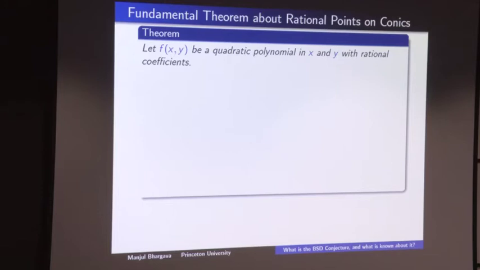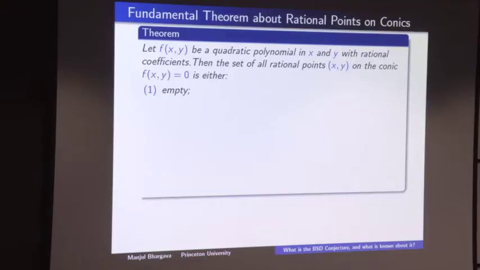So let f(x, y) be a quadratic polynomial in x and y with rational coefficients. Then what we've proven is that the set of all rational points (x, y) on the conic f(x, y) equals 0 is either empty. We can try and solve a conic in the same way, but to get started, we had to start with a rational point. If that rational point wasn't there, then we couldn't even start that procedure. So the first possibility is that there are no rational points on your conic. And that actually happens. For example, if you take x squared plus y squared equals 3, it's a nice exercise to show that that doesn't have any rational points on it at all.